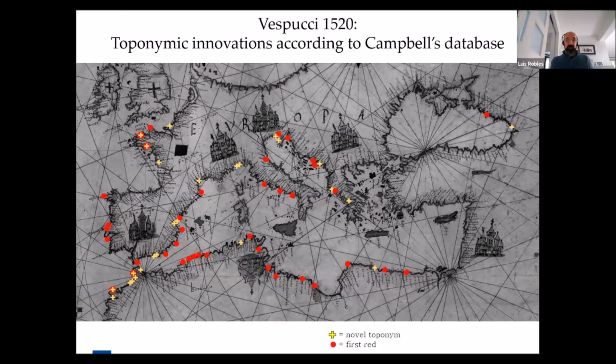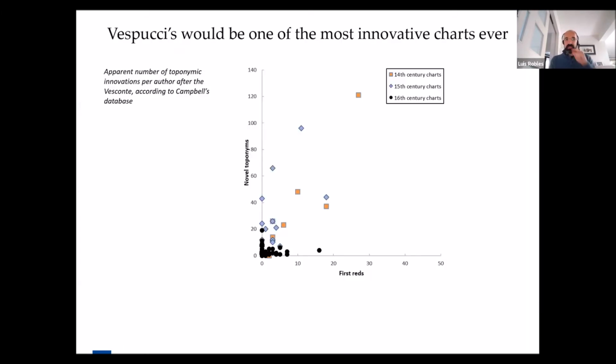So I set out to analyze these toponyms, and what I found was that this chart contained a strikingly high number of innovations. So I plotted them here, the crosses are novel toponyms and the dots are first reds. So I found it contained a lot of them and all over the place. So when I plotted this back on the graph I showed, Vespucci's chart would be there. So it would be not only the most innovative chart of the entire 16th century, but also one of the most innovative ever. And to me, it didn't really make sense.